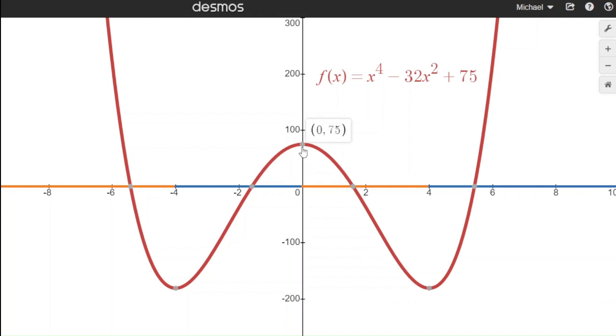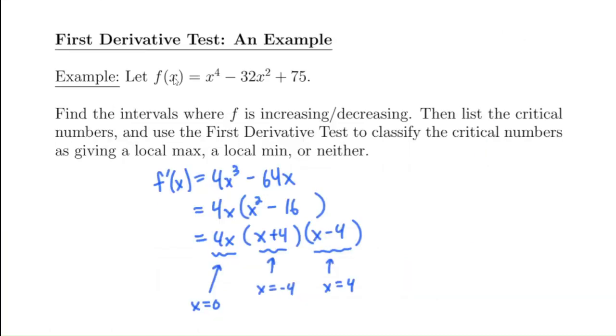So how could we find those numbers, 75 and -181 and -181, just based on the formula rather than on this Desmos graph? Well, what we would need to do is plug in these numbers, 0, -4, and 4, into this original function f. As you can see, f of 0: if you plug in 0, you're going to get 0 to the 4th minus 32 times 0 squared. That's 0 plus 75. f of 0 is going to be 75. f of 4, if you work out the details, is -181. And same thing with f of -4. It turns out it's also -181. So plug that into a calculator.